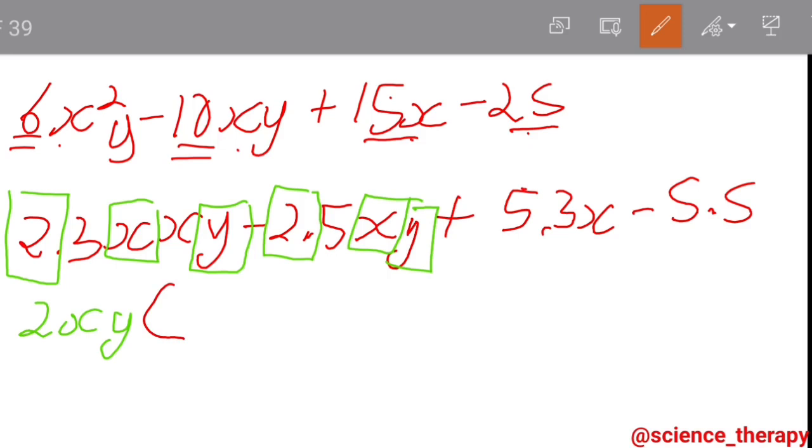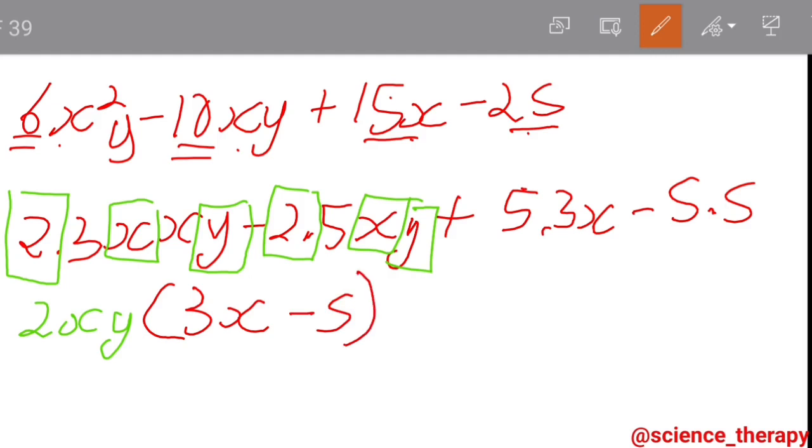Now we say when we factor out that common factor, what is it that we have left in the first term? So it's 3x, the ones that are not in the green block. Now when we factor out 2xy in the second term, what is it that we have left? That's minus 5.